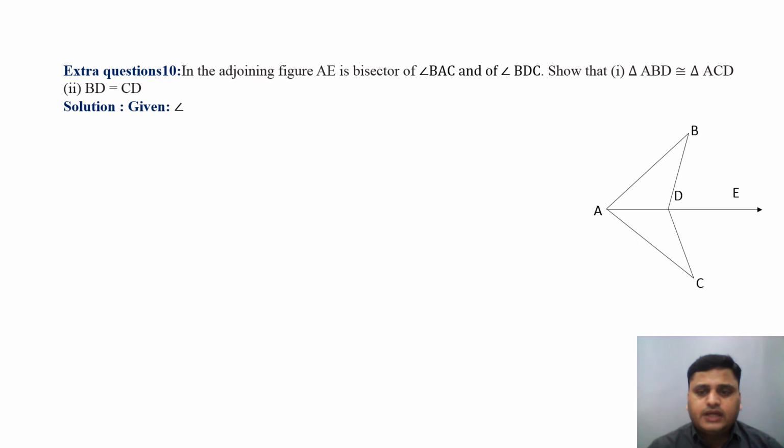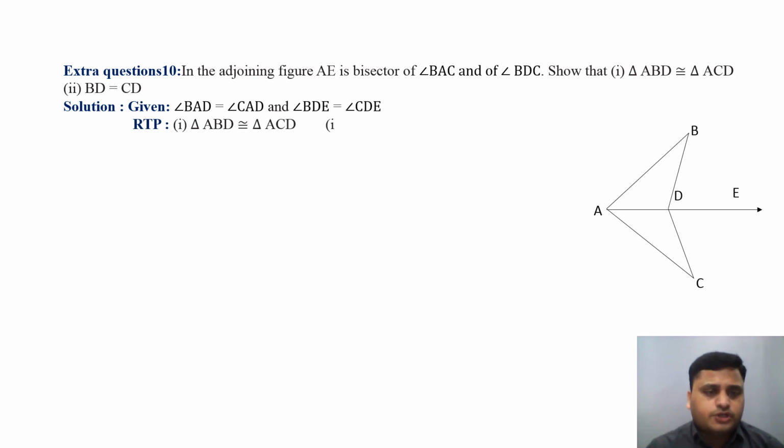Given, first of all we will write angle BAD is equal to angle CAD, and another one we will write angle BDE is equal to angle CDE, because these are the bisectors. After that we need to write RTP. So the first part is triangle ABD is congruent to triangle ACD, and the second part is BD is equal to CD. Okay, let's begin the proof.